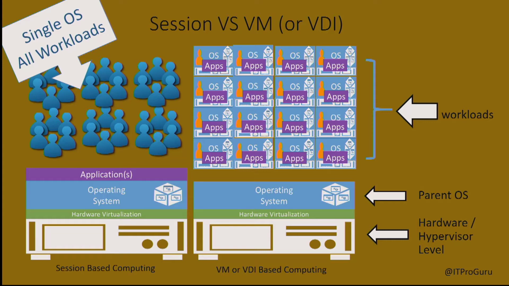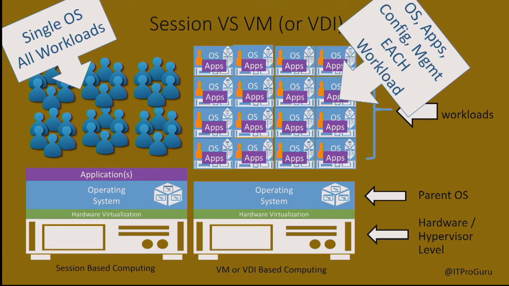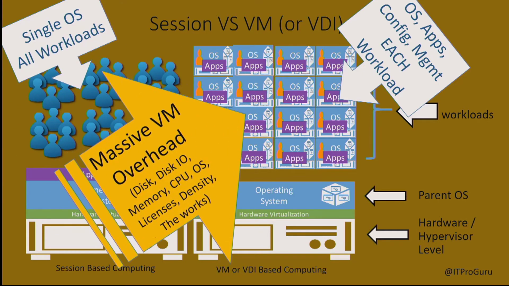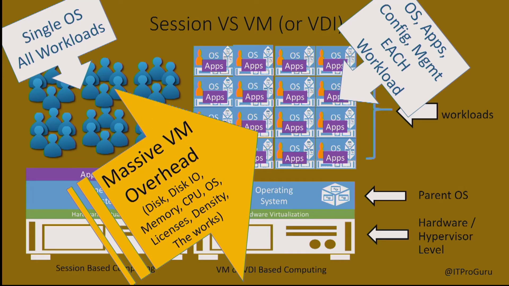Okay? What that means is you have a ton of overhead because you have an OS for each workload, and that gives you the overhead of the OS, the apps, the config management for each of those workloads. This is a massive overhead, because you've got to look at the disk I/O, the memory, the CPU, the OS, the licenses, the density, everything. What do we mean by density? That same server I can fit 250 users on, 200 users easily? How many of these VMs could I fit on that? Right? Significantly less, 25 if you're lucky, depending on the size of the workload. Right? Significantly less. Why is that?